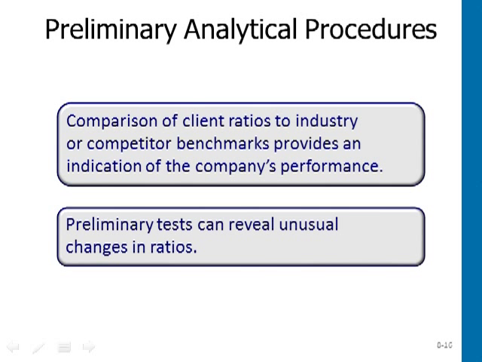And so then we get to this idea of preliminary analytical procedures. These are really just comparisons of client ratios to industry or competitors' benchmarks that provide an indication of the company's performance. So it helps us focus our audit where the results of these ratios or analytical procedures are different from what we would have expected. They may help to reveal unusual or high-risk areas, and they can also help us look at trends in performance as a result of these ratios, and again, help us to focus our audit efforts.